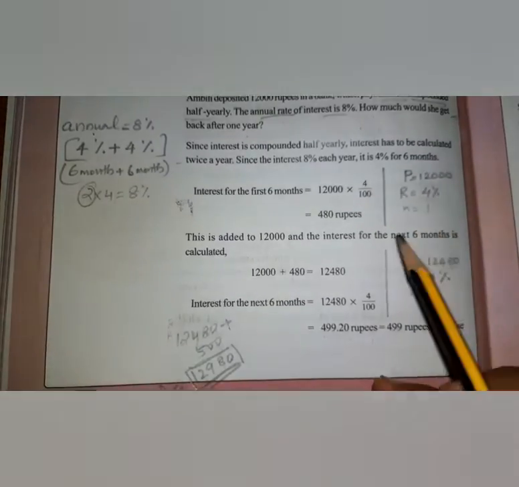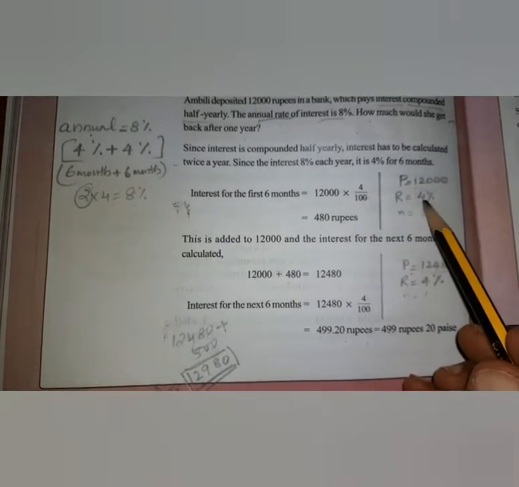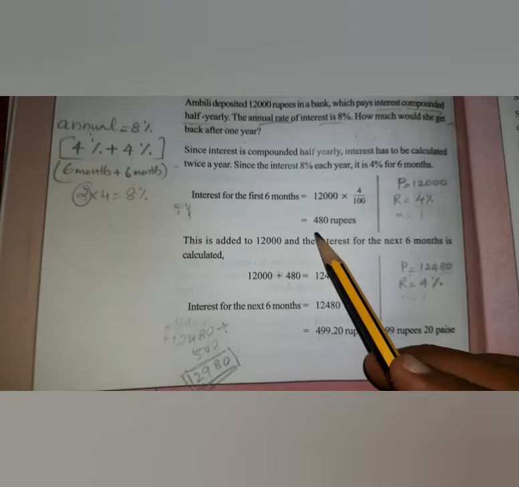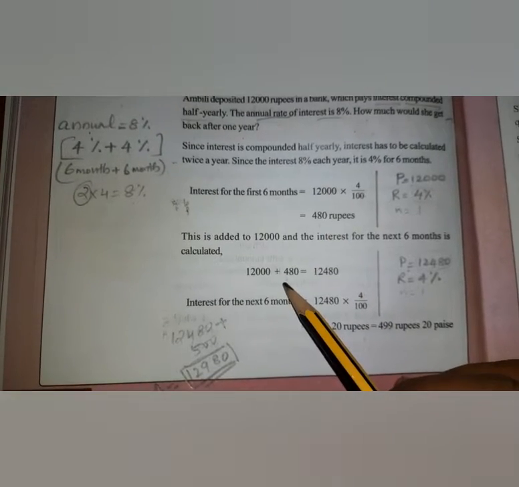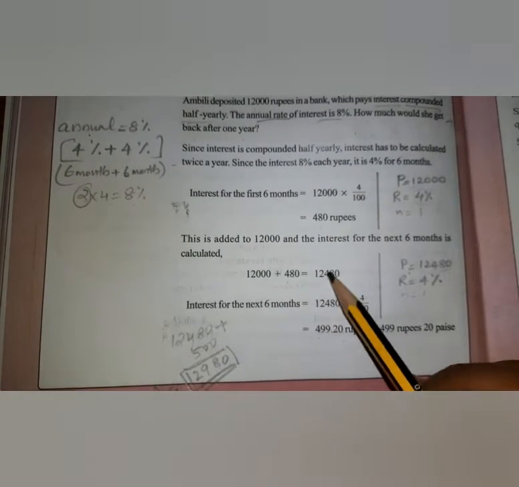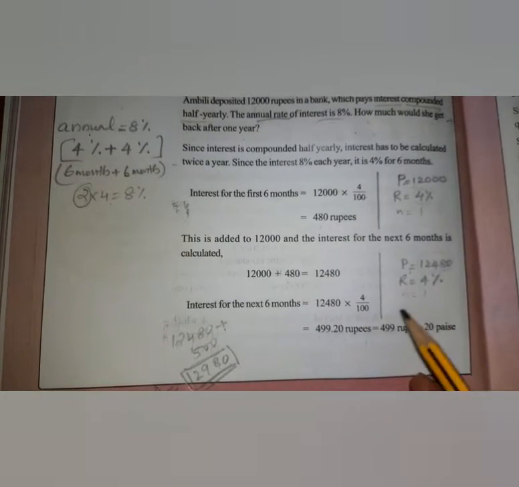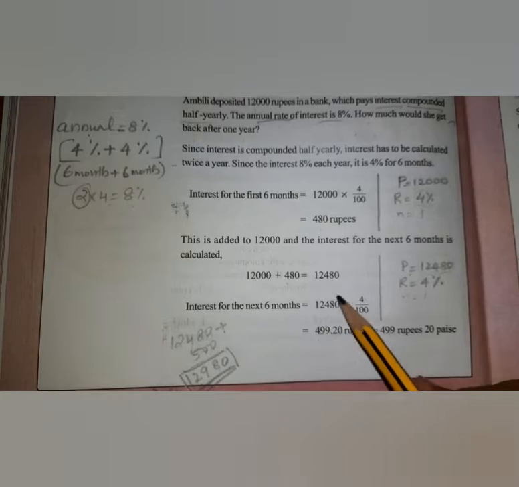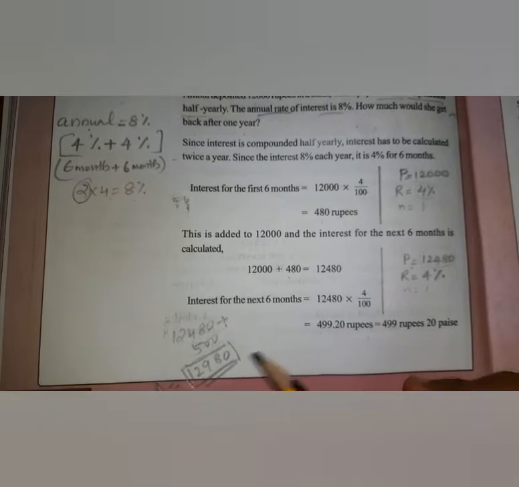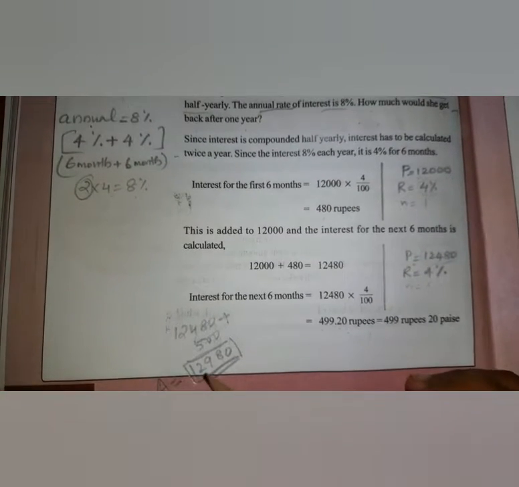Okay, so for the first 6 months on 12,000 at 4%, you are getting an interest. That interest is added with the principal amount. So after 6 months your principal amount is this much. Again the interest is calculated, so along with this principal amount, this interest is calculated. You are getting the total amount as 12,980 rupees after 1 year.